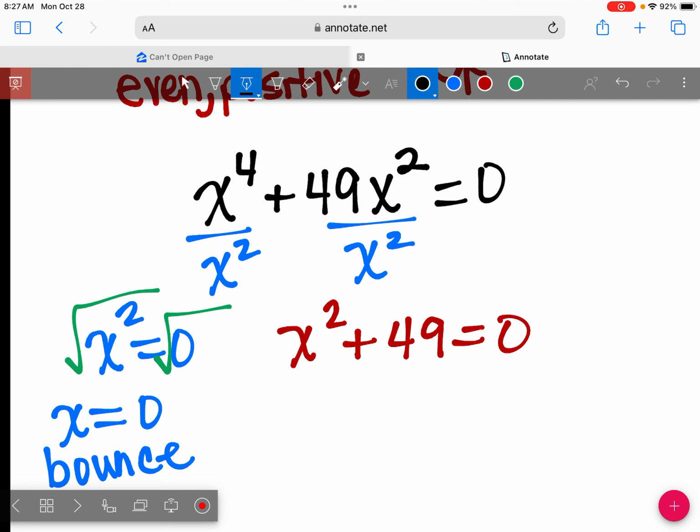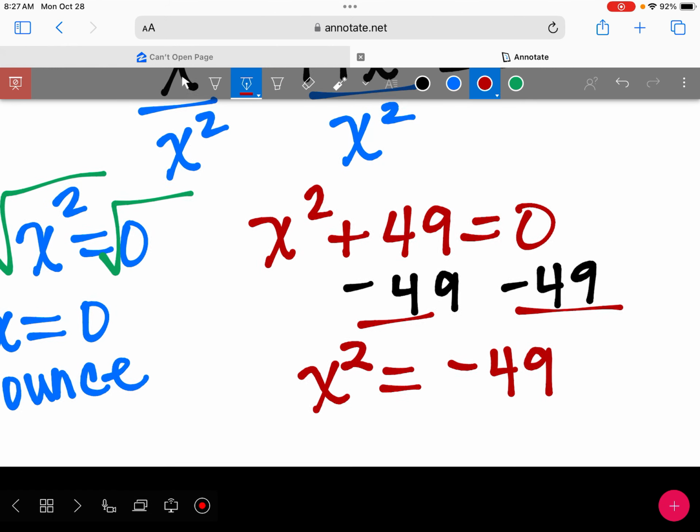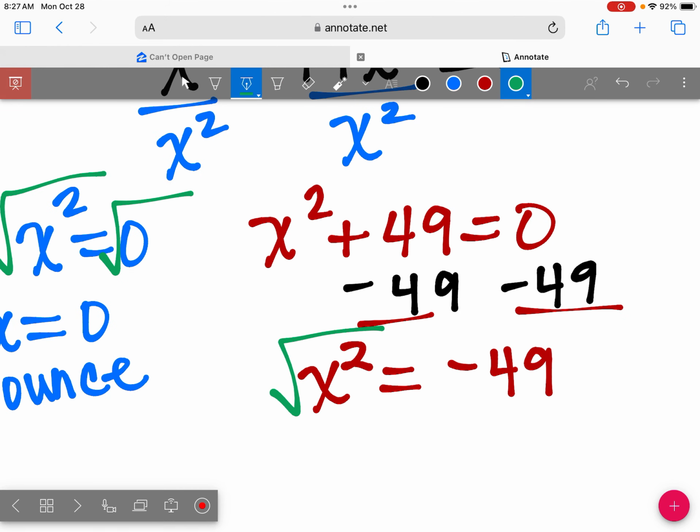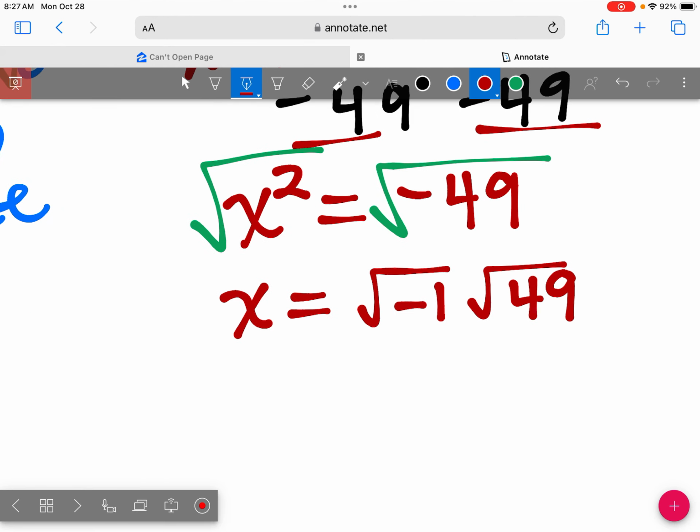The first thing we're going to do is subtract 49. And then I'm going to take the square root of negative 49. So this is going to break apart to x equals the square root of negative 1 times 49. Anytime there's a negative underneath the square root, you have to take it apart. So if you have a calculator and you try to type in the square root of negative 49, it's going to tell you that you can't do it. It's imaginary. So we have to take out the negative.